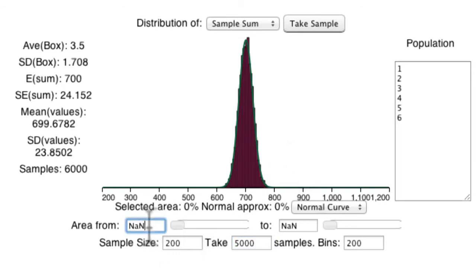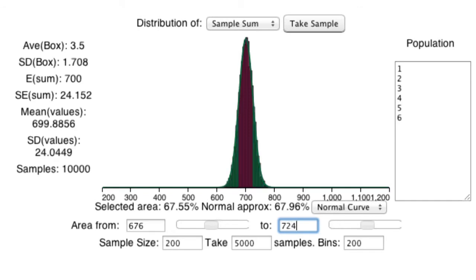So we wanted the area from, what was it? It was 700 plus or minus 24. So 676 to 724. What did we say it was? Do you remember? We said 68%. Well, yeah, normal approximation, 68%, not so bad. And the actual values that were obtained in this realization of this experiment were pretty close to 68%. The approximation is really, really not bad.